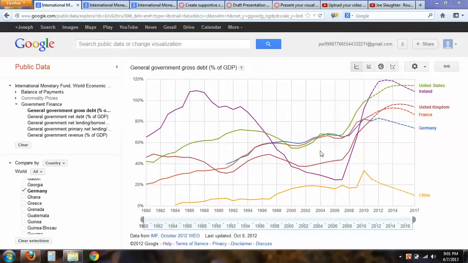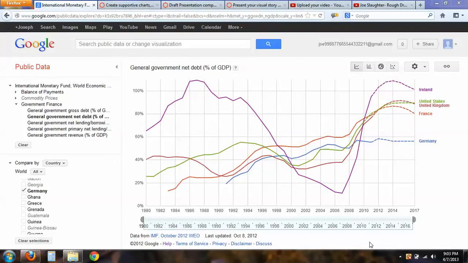The first graph I've created here is the general government gross debt as a percentage of GDP. It shows it over time through a linear graph here, from 1980 projected to 2016. The second graph I've created here is like gross debt, but it's net debt. It's over the same time period, but it takes into account government assets.